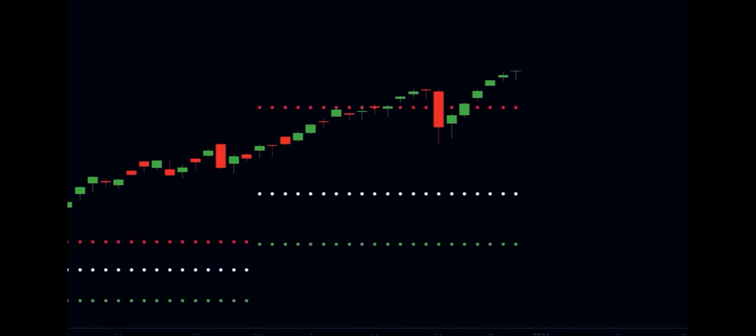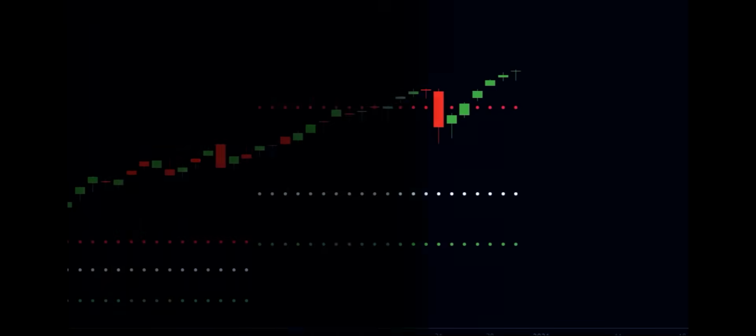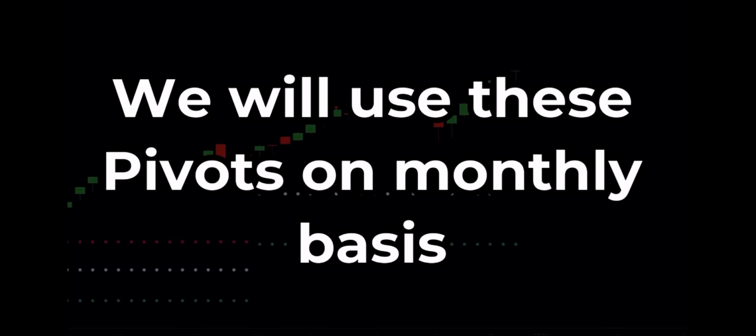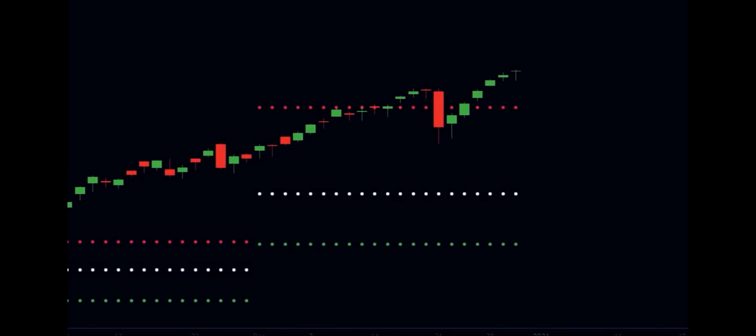I have assigned different colors to each level to make it easier for you to identify them. The white line is the central pivot. The red line is the R1, and the green line is the S1. Since we are not interested in day trading, we will use these same pivots on a monthly basis. So when we go on the daily charts, the pivots will be calculated based on the high, low, and close of the previous month.